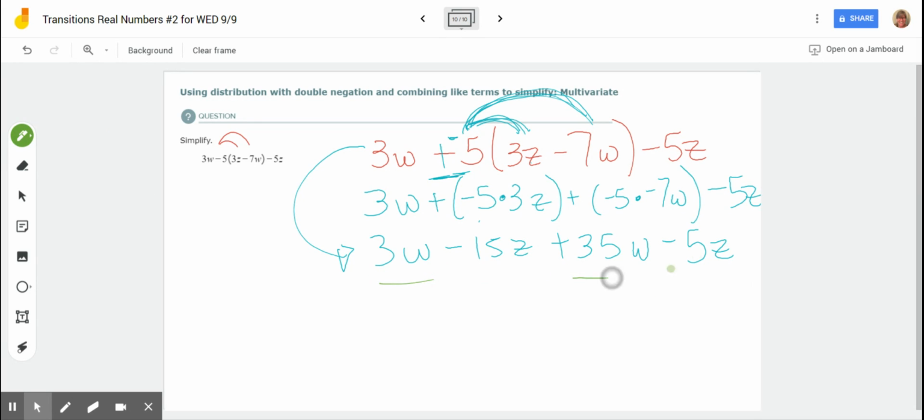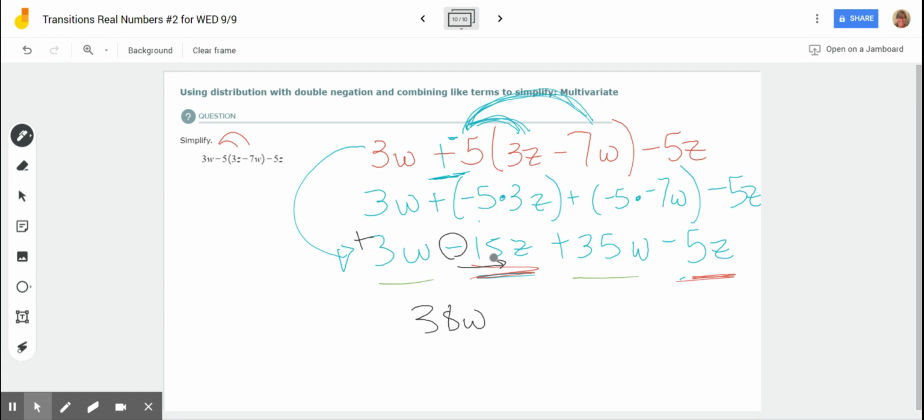W goes with W. Z goes with, I don't want the same color, give me red. Z goes with Z. All right, and we've got 3W plus 35W. Notice the minus sign is attached to the one to the left, okay? That 3 is positive. That 35 is positive. So we get 38W, negative 15Z, and negative 5Z.